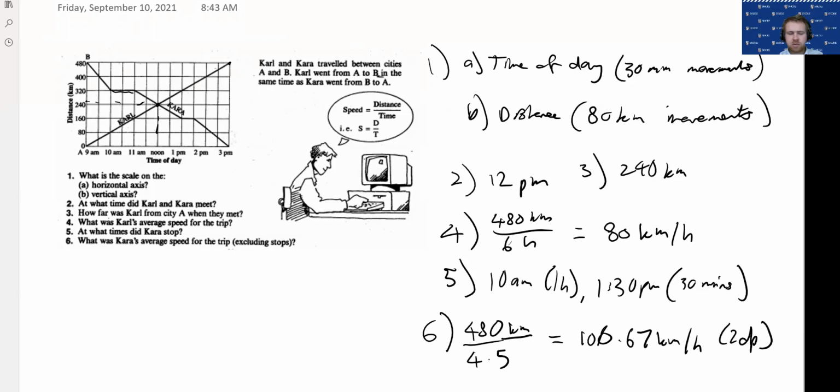Okay, so very simple example, but just reading off the graph and then calculating the rates based on the distances on the graph there.